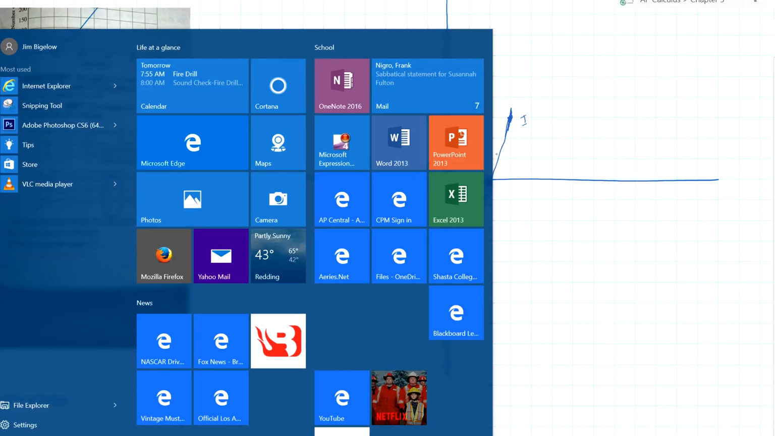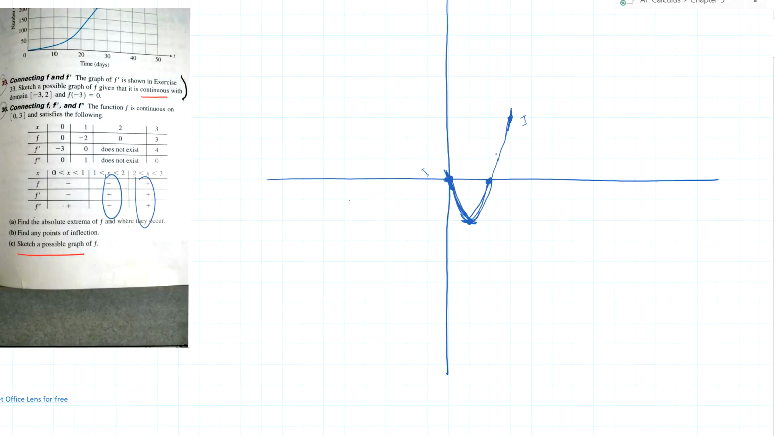Between 1 and 2, the function's negative. f prime, I'm looking over here at these guys right now. f prime is positive, so it's increasing and it's concave up. And from 2 to 3, they are all positive. Okay, so we've got a situation right here though.